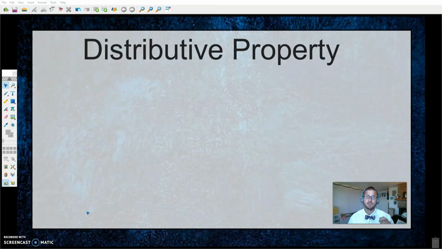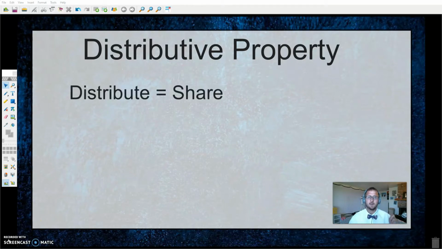Okay, the root of the word distributive is distribute, which we are going to say means to share. Let's take a look at the problem I pulled up over there. I've got 3 parentheses 5 add 2. The first thing that's important to point out is the 3 right next to the parenthesis is telling us to multiply. So that is 3 multiply 5 add 2.